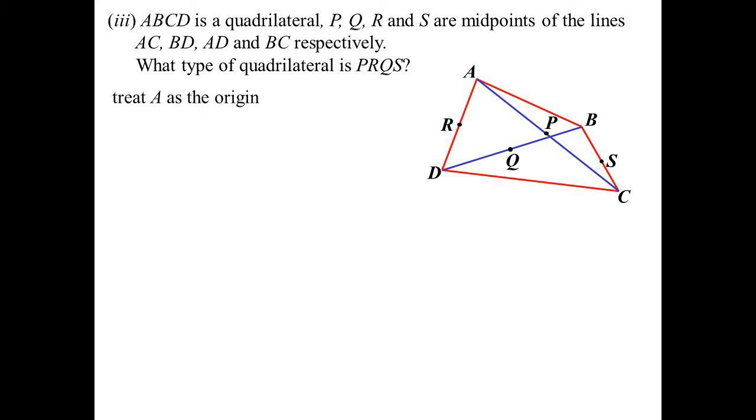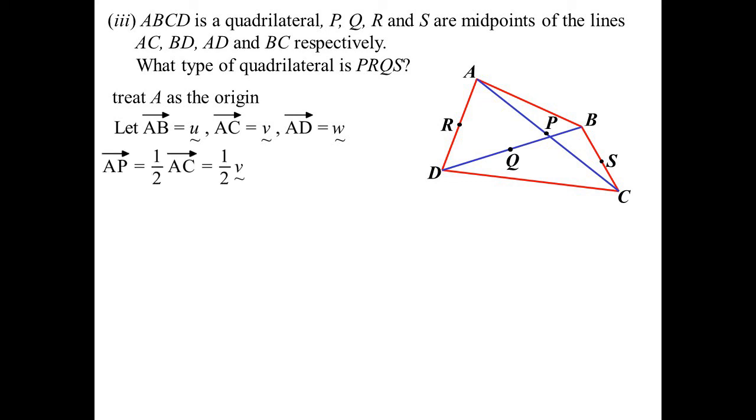Okay, I'm going to treat A as my reference point, my origin, if you like. Coming from A, I've got AB, so I'll just call that the vector U. AC is coming from there as well, so I'll call that V. AD is W. All right, but I now want to try and write everything else in terms of those three. So AP, which is half of AC, so I know that will be a half V, so I've got that one.